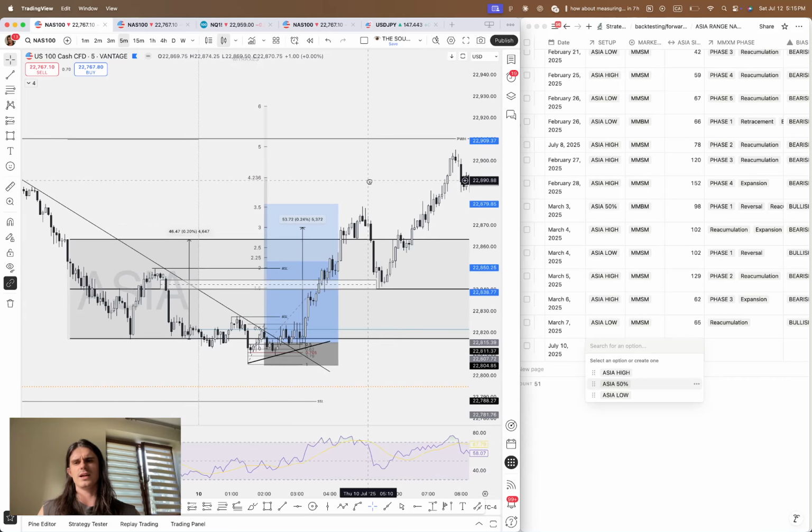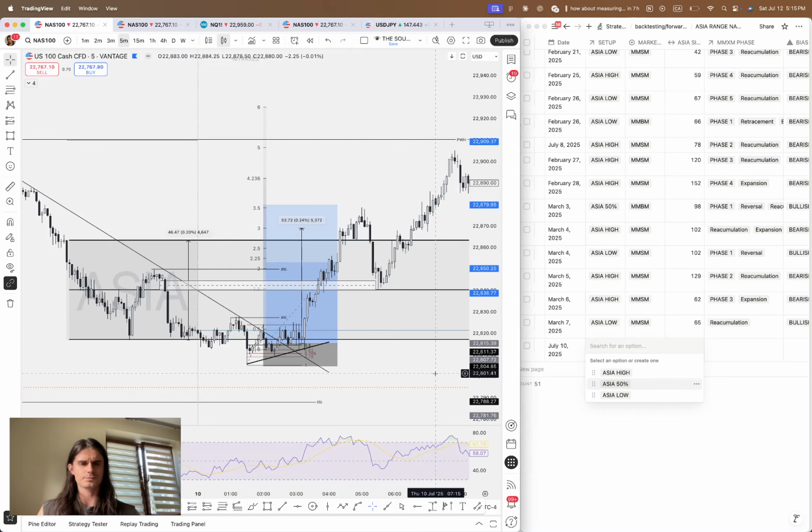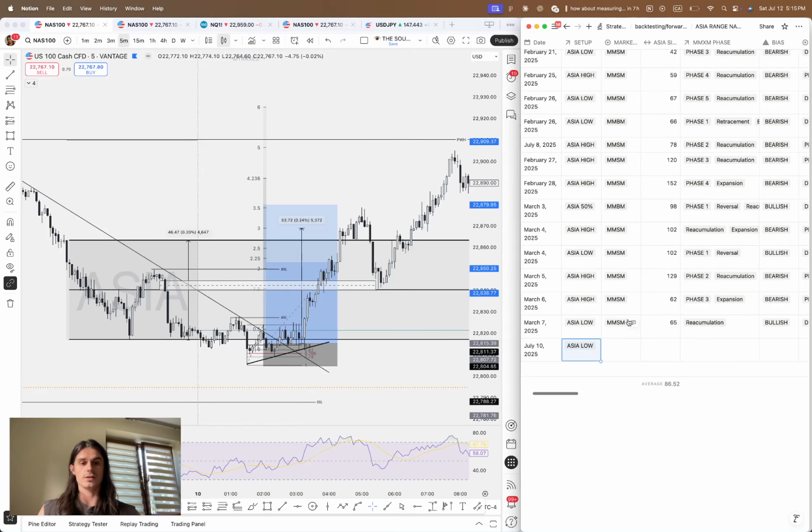This is basically the ICT London Silver Bullet, and then other stuff. And then Asia low. This is what happened here. So I'm marking this as the Asia low. And then later on, I can take all this information and understand which setups are forming the most amount of times, right? And how far the price travels, what is the size of the move, and everything, and how long I can hold it.